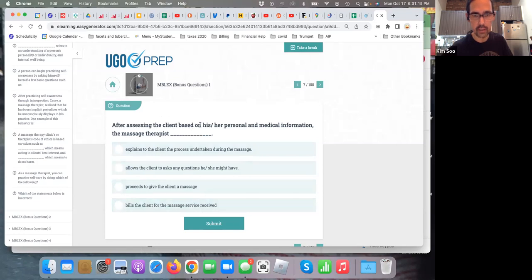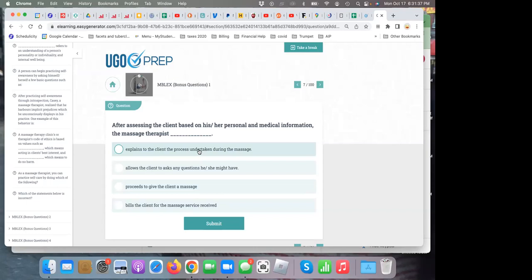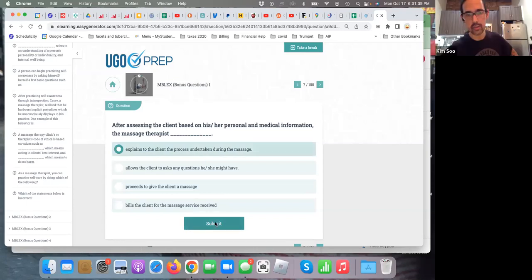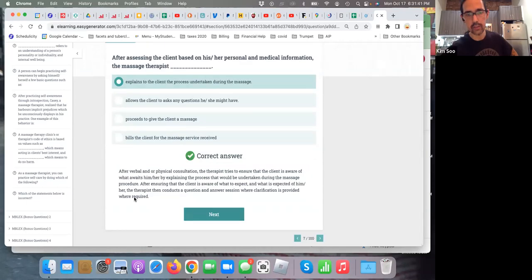After assessing the client based on his or her personal and medical information, the massage therapist explains to the client the process undertaken during massage, allows the client to ask any questions, proceeds to give the client a massage, bills the client for massage services received. Okay, so this one is a little tricky. Let's just go through it, unless anybody has a strong opinion, and find the correct answer.